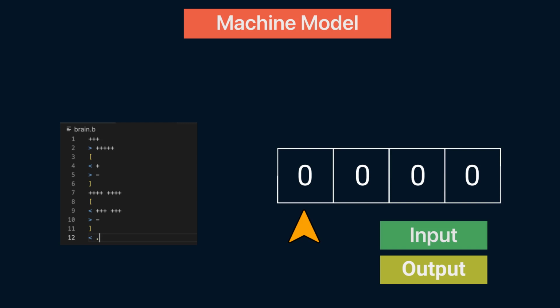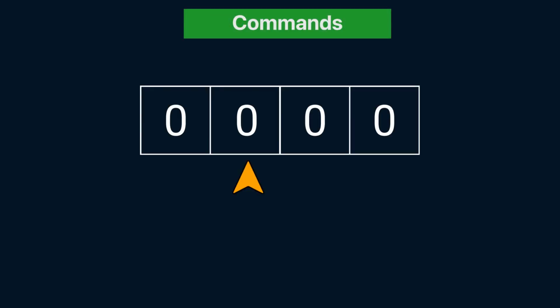A Brainfuck program consists of operations on the pointer that we have defined previously, and we can operate on this pointer with a total of 8 commands. Imagine that we have a vector of cells containing certain values. With the greater than and smaller than symbols, we can move the pointer to the right or to the left.